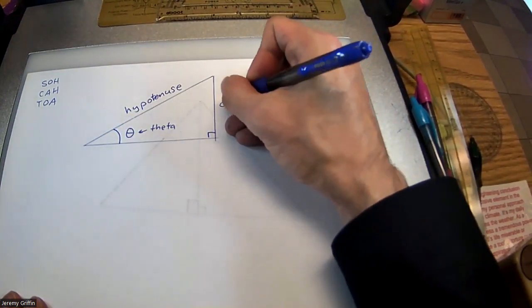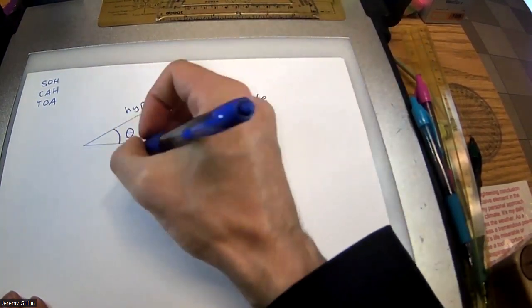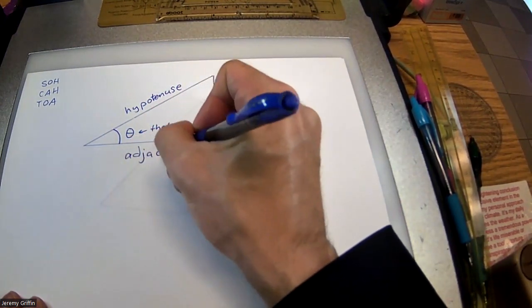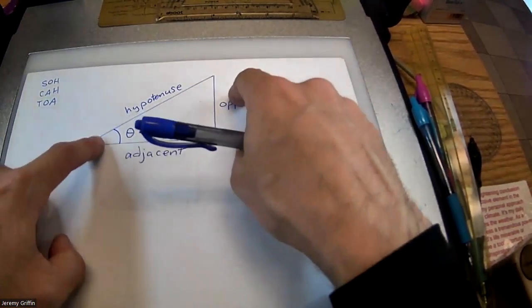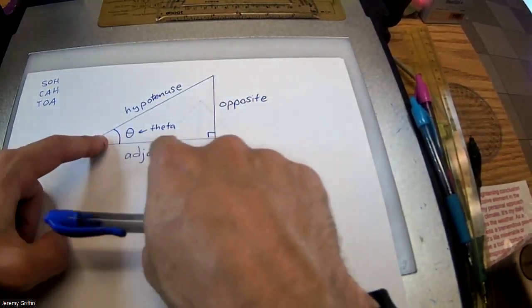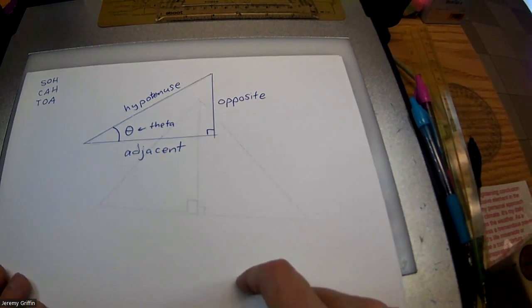one of the legs is opposite of that angle, and the other leg is adjacent to that angle, adjacent, like next door neighbor. See how of the two legs, one of them is not touching the angle theta at all, but the other one definitely is, like next door neighbor. You see that?